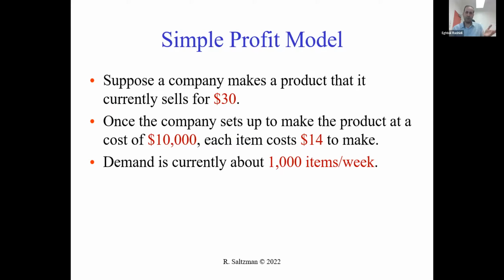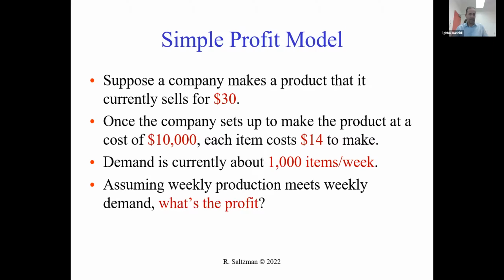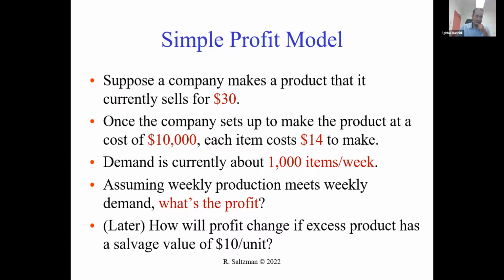And we also assume, for simplicity, that whatever they produce, they can sell. That means that we know the demand. Of course, in reality we don't really know the demand. We can make a prediction, but all predictions have errors, right? So for simplification of this model, we're going to assume that we know the demand, 1,000 items per week, and it's fixed. And we assume that whatever we produce, which is 1,000, we're going to sell it, right?